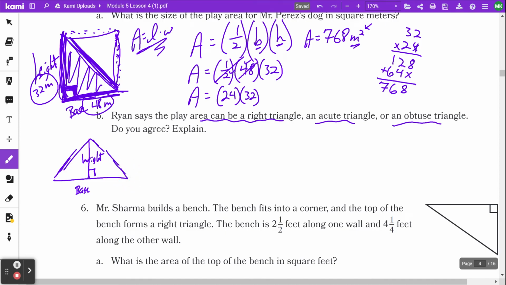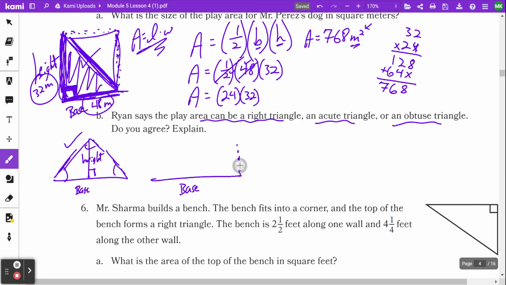So that is not a right triangle. The right triangle we already drew. This is an acute triangle, with acute angles. And the obtuse, again, same thing. So let's say I have a base over here, and there's my base, and let's say my height's coming over here a little bit.